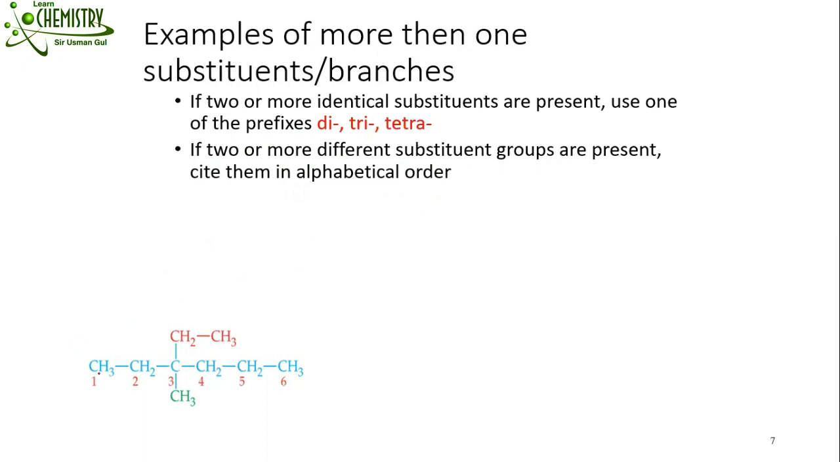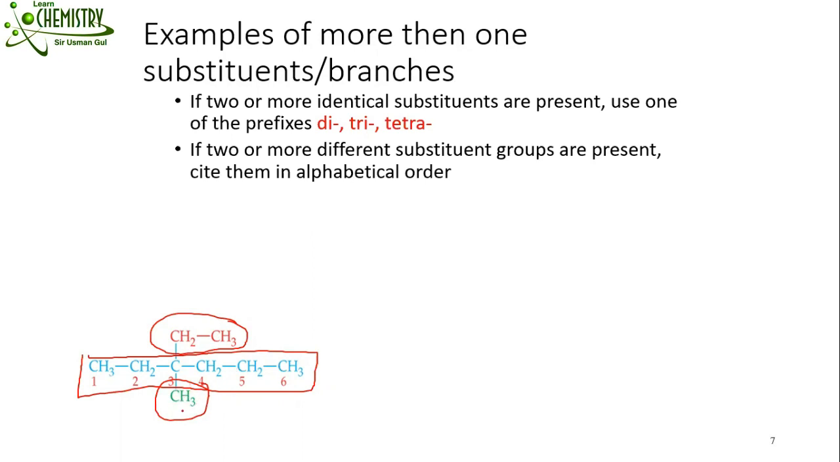So this is another example. Now you can see I have already selected the longest carbon chain, which is the blue part here. Now you can see clearly. We have two branches. This is branch number 1, and this one is branch number 2. Both are located at carbon number 3, but both branches are different.